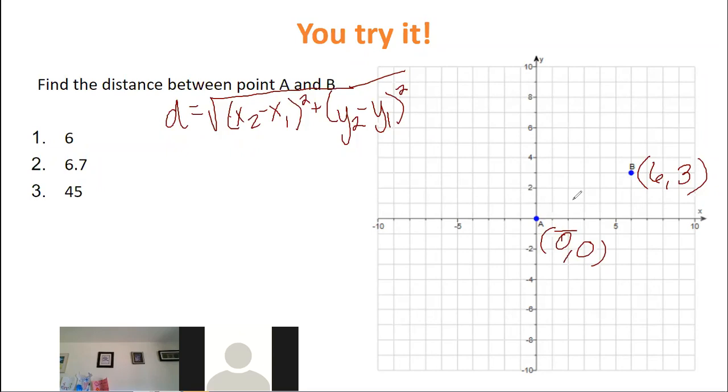Yeah, the first coordinate is 0, 0. And remember, that's an X and a Y. That's an X and a Y.